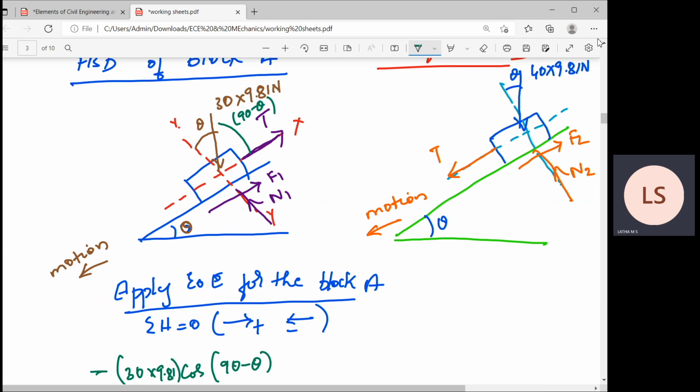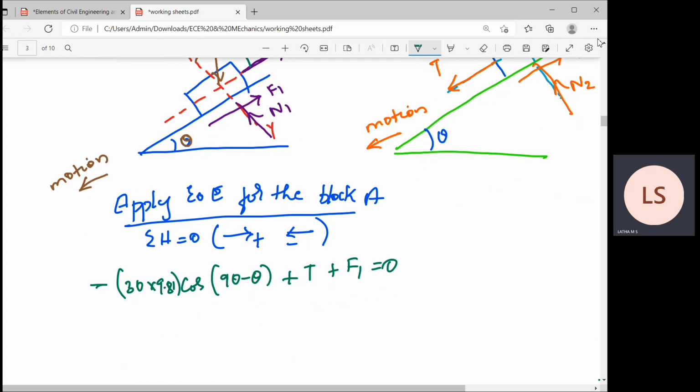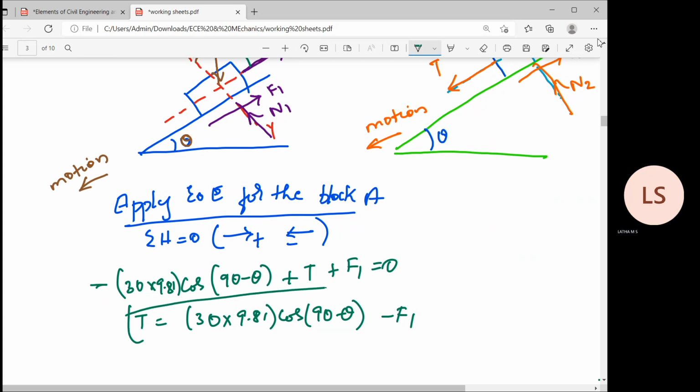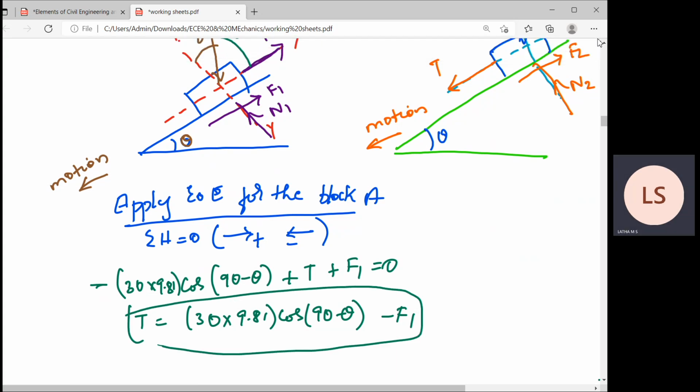Then what else do you find? Plus T moving to the right side, then plus F1 equals 0. Correct? Or I can put it the other way. T is equal to 30 into 9.81 cos(90 minus theta), minus F1. I call this equation 1.